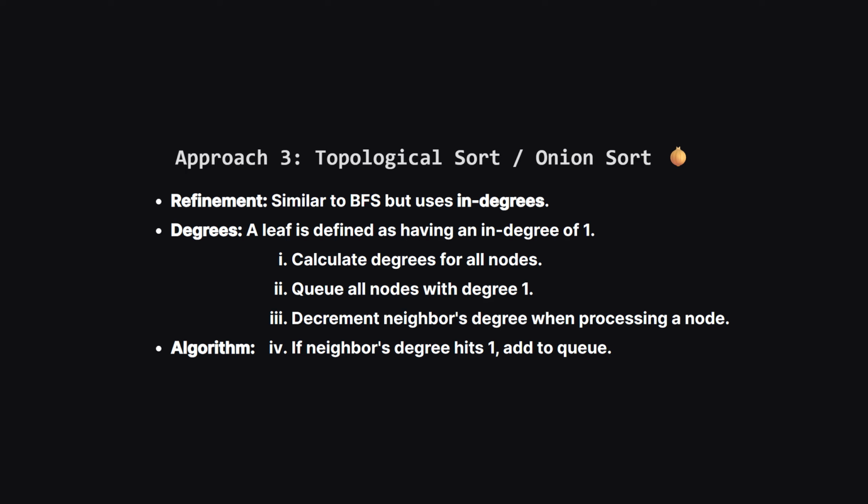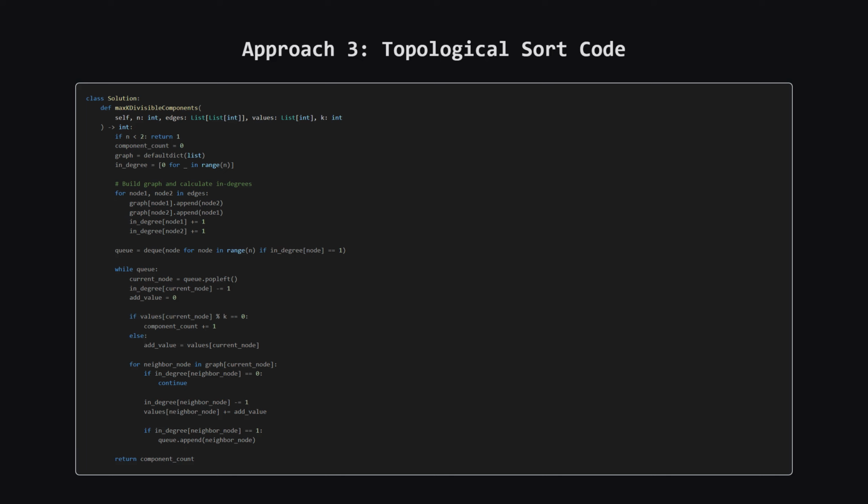We process nodes with degree 1, and when we're done with them, we lower the degree of their neighbor. When a neighbor's degree drops to 1, it becomes the next node to process. Here is the topological sort implementation. It's very similar to the BFS one, but notice we maintain an in_degree array. This is often cleaner because we aren't modifying sets or removing items from lists, we're just decrementing numbers. The logic for passing the remainder up to the parent remains exactly the same.